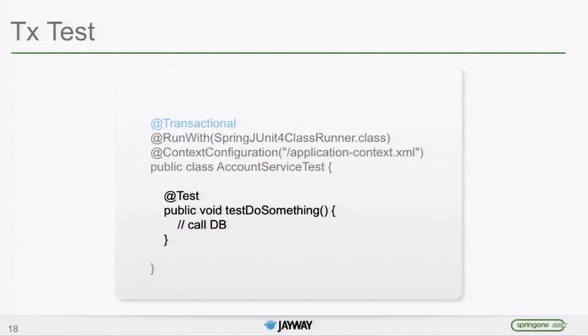So the transaction will start before the test starts, and then you will do your database calls. And after the test has finished, the transaction will roll back. So that means there's actually no state being persisted to the database, because each individual test will do its own rollback afterwards. And thus, after the test has completed, the state of the database is as it was before the test started.